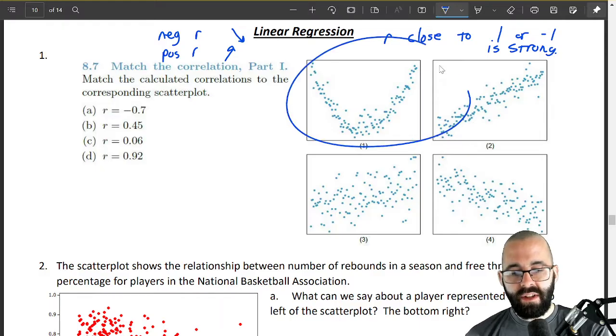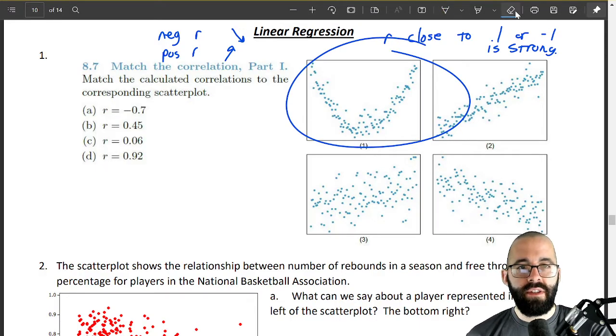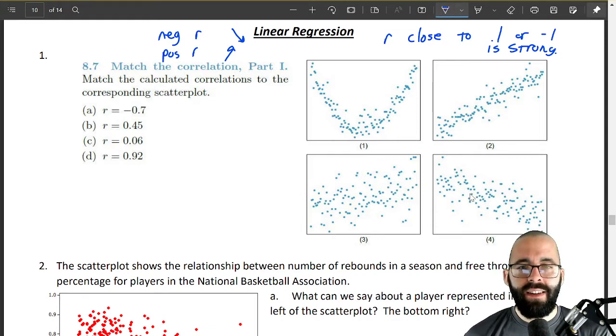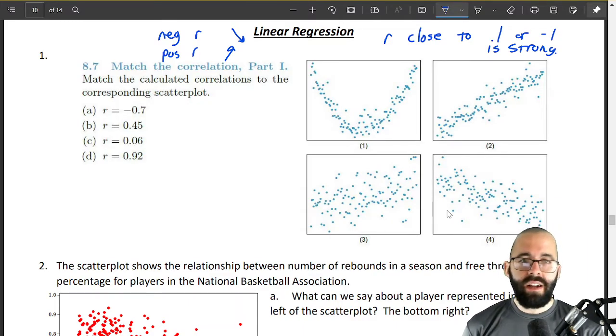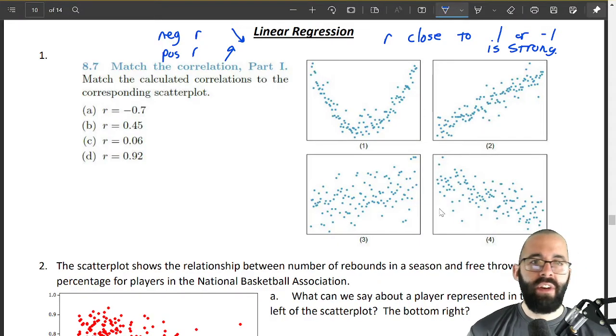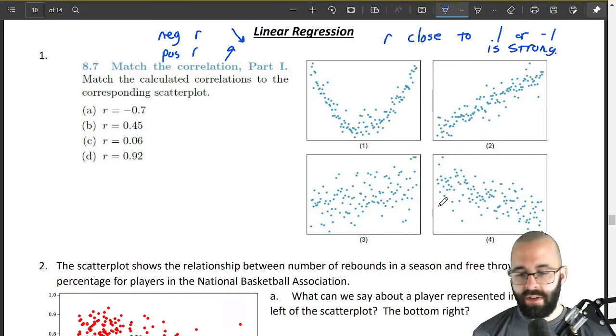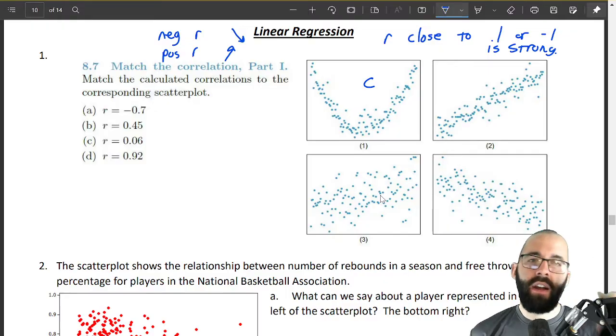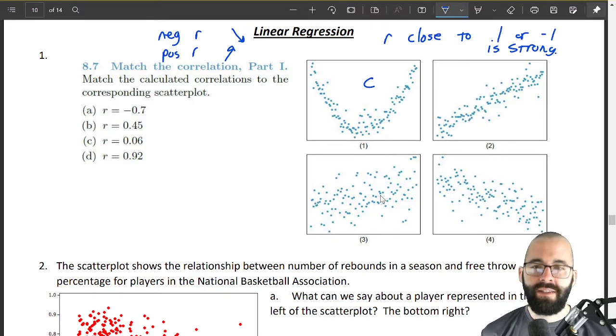So let's just kind of look at these. Let's look at this first one. Let's look at this picture. What do we think R should look like for this picture? Well, it's not linearly related, right? There is correlation here, but it's like a parabolic or a quadratic correlation. It's not linearly correlated at all. We should have very weak correlation here. Letter C. Weak correlation is a number close to 0. Basically, there's no linear correlation, right? 0 would be no linear correlation. So C of 0.06 is very, very small.